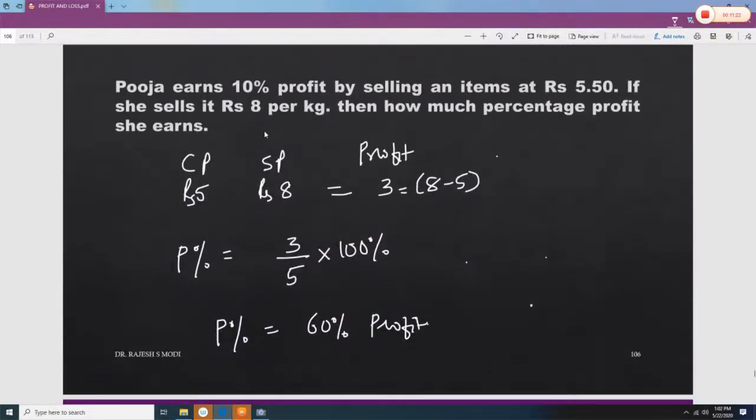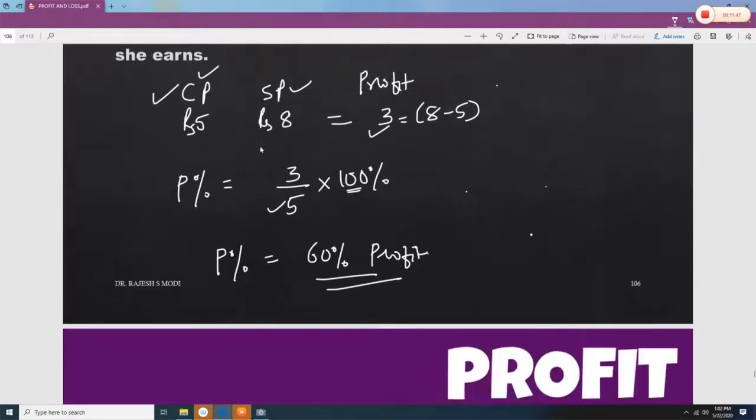Pooja earns 10% profit by selling an item at rupees 550. If she sells at rupees 800, then how much percentage profit does she earn? So CP is 500 and SP is 800. So she made a profit of 300. Percentage of profit: this is a rupee value, so you have to divide by CP, that is 500, multiply by 100, so 60% Pooja is earning.